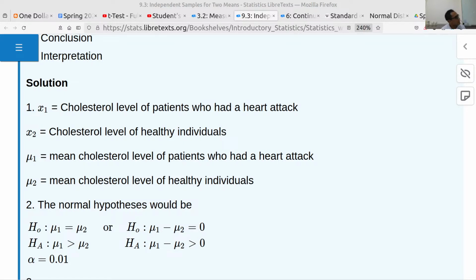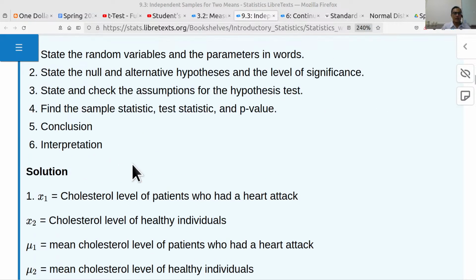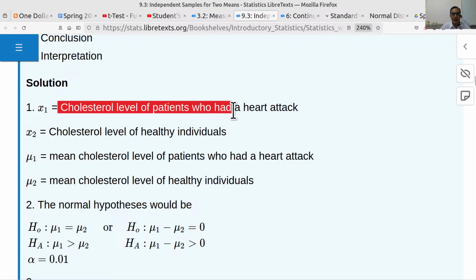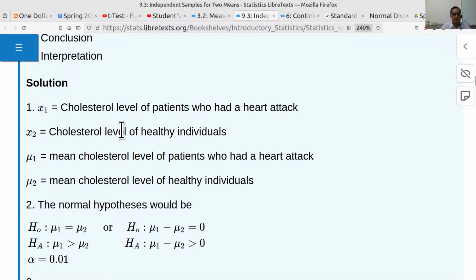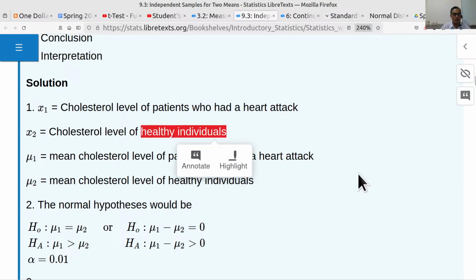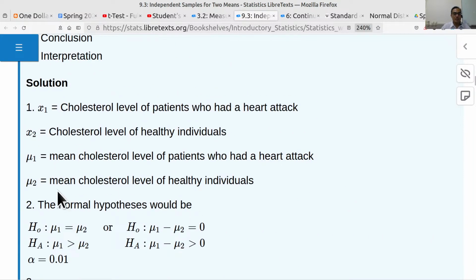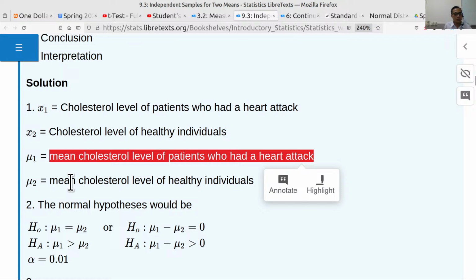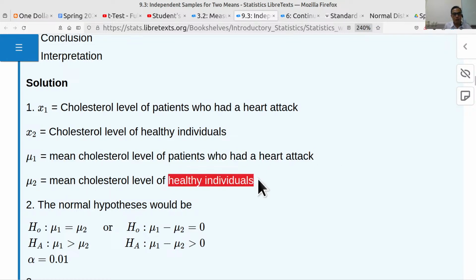Okay. Let me finish this example question. And here, the solution. X1 is the cholesterol level of patients who had a heart attack. X2 is the cholesterol level of healthy adults, and the mean cholesterol level of patients who had a heart attack, versus the cholesterol level for healthy individuals.